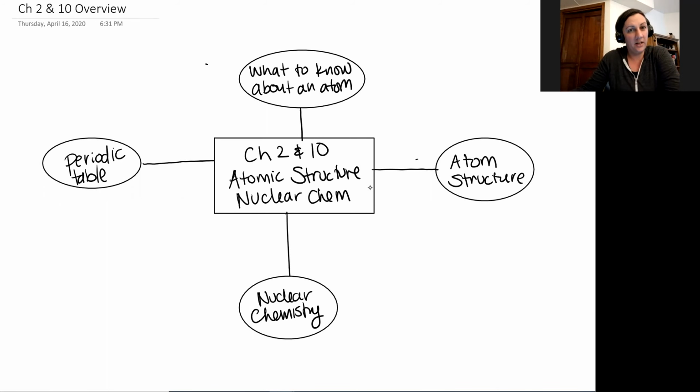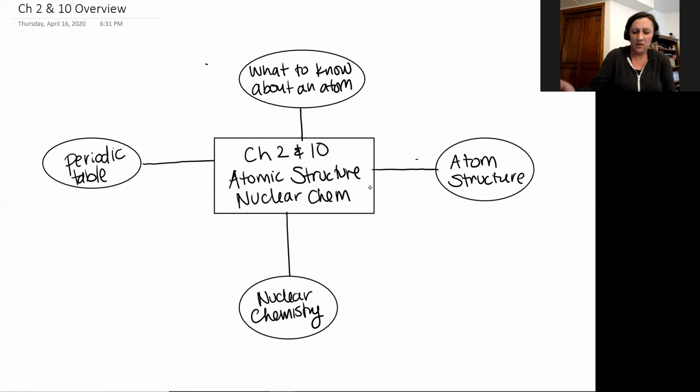In this video, I'm going to walk through chapters 2 and 10 as a brief overview to help you prepare and focus your study before taking the exam. So we're combining chapters 2 and 10, and we're not doing every section of each chapter. We're focusing on atomic structure and then nuclear chemistry. So let's start with atomic structure.